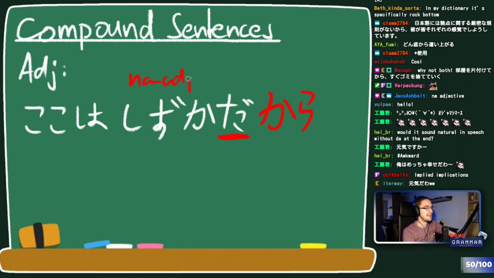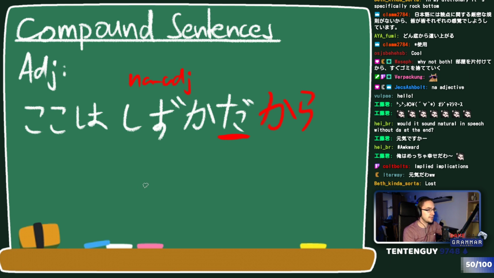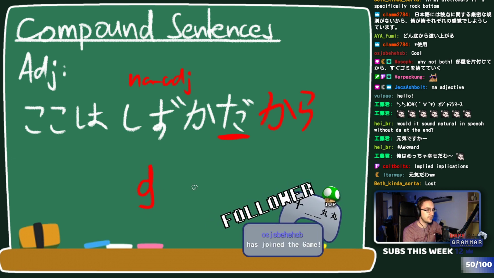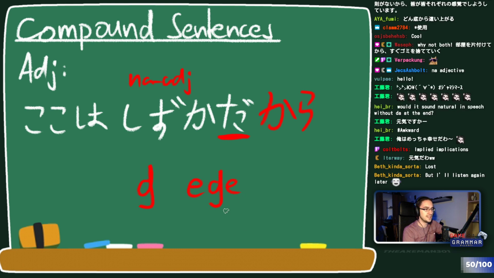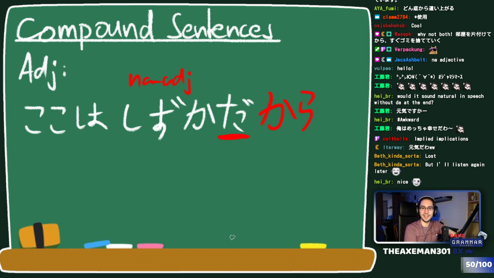I keep doing this. Na-adjective. Huh. Wait. Could we make another letter? I don't know who was here for my birthday stream, but I invented a new letter, which is a D and a G combined into one. D, G. Now you can write the word edge with one less letter. Isn't this very efficient? Look, I'll show you. You can write it like this. Edge. Amazing. Anyways. Lost, but I'll listen again later. Yeah, so maybe also the document will help.